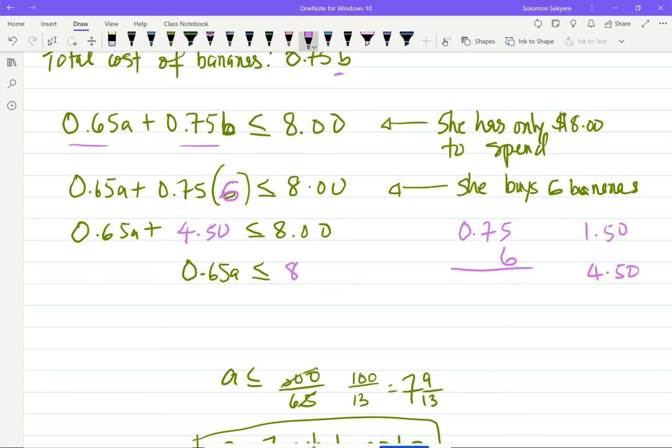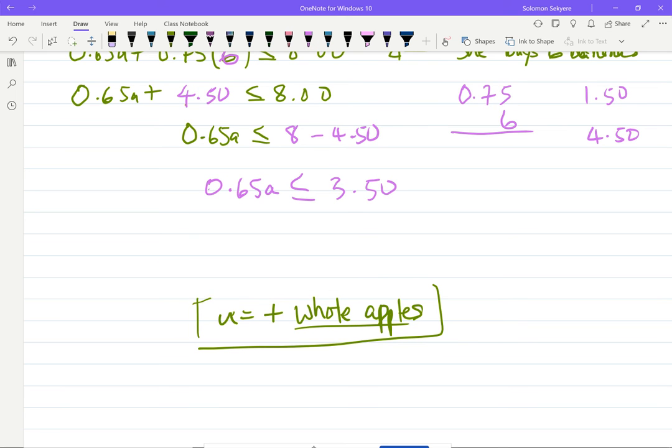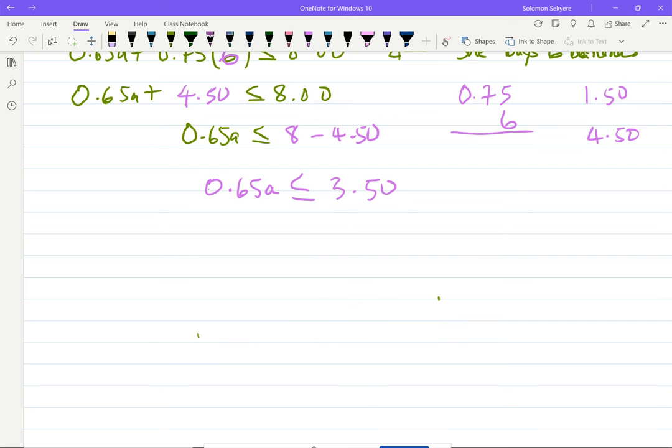Okay, and now we begin to solve this one here. It will be 0.65a plus 4.50 is less than or equal to 8. We subtract 4.50 from 8. This is what we're going to solve. So it's 0.65a is less than or equal to 3.50, right? Okay, what do we do next? We need to find our A. So we divide both sides by 0.65, and we're going to get A is less than or equal to 3.50 over 0.65, which is the same as, if we multiply by 100, 350 over 65.